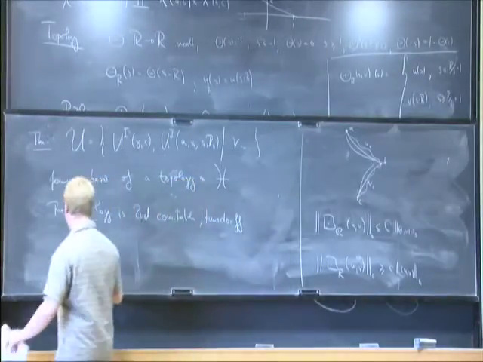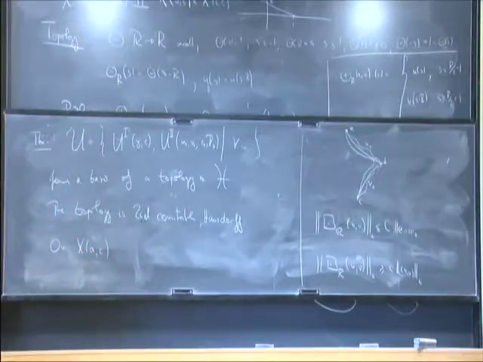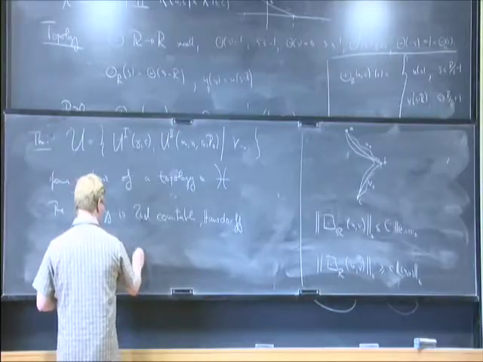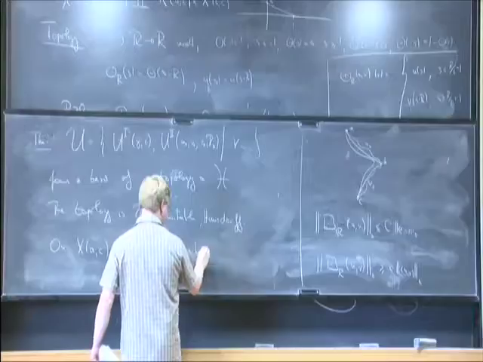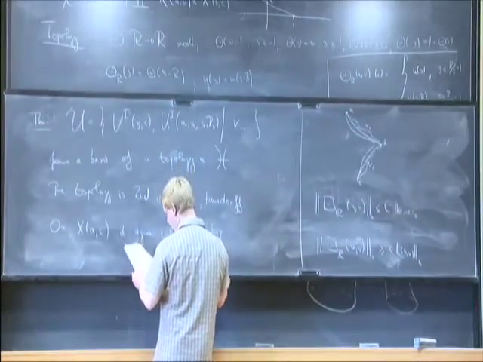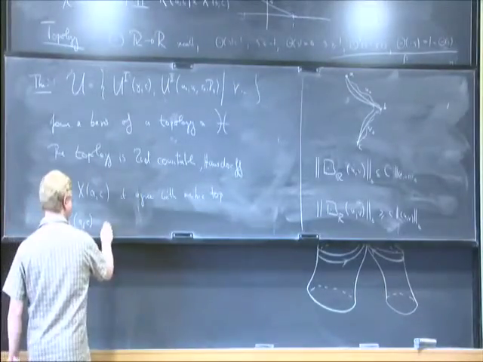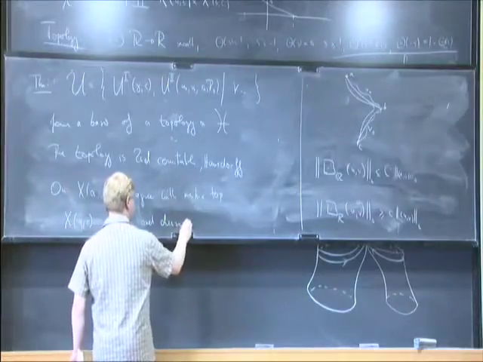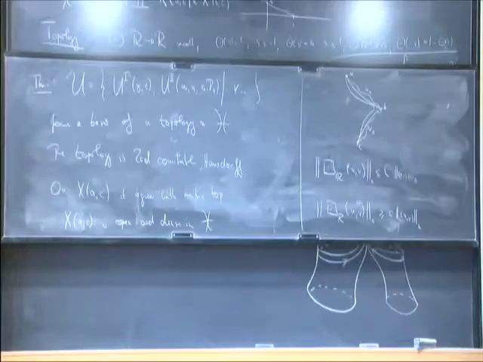Then, furthermore, on XAC, on the unbroken stuff, the topology is the old one. So it agrees with the metric topology on that space. And finally, XAC is open and dense in this space. So if you take the closure of the unbroken stuff, you get everything.